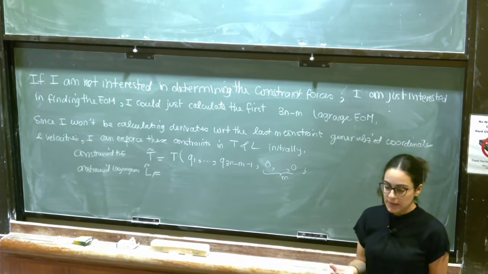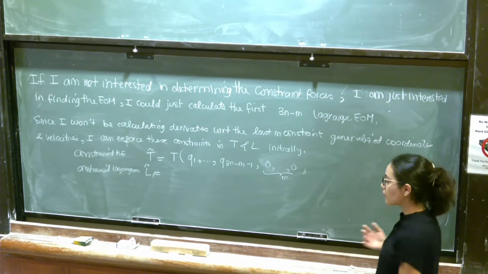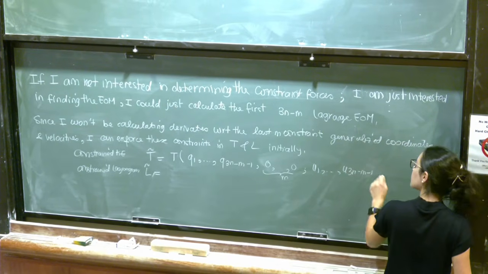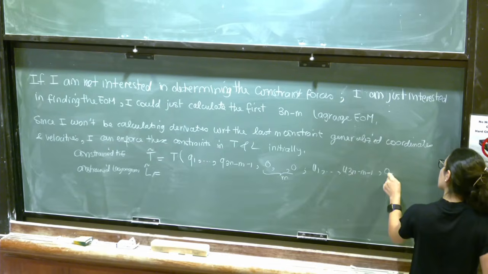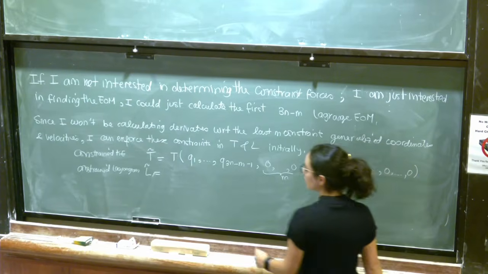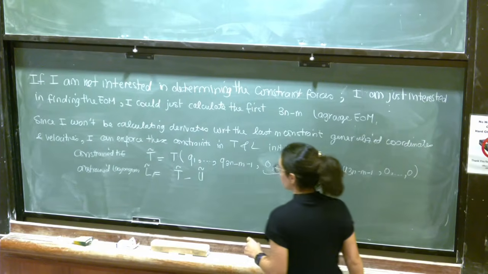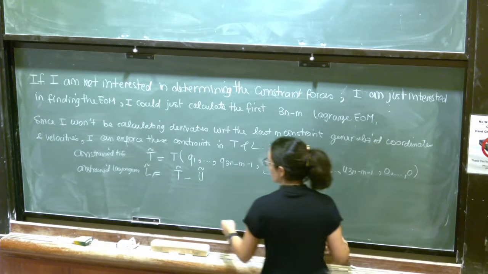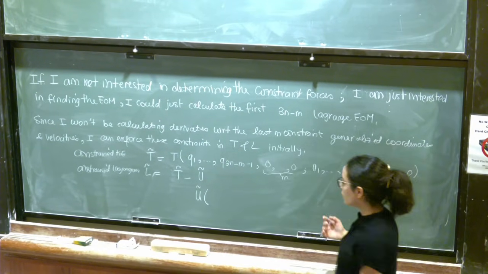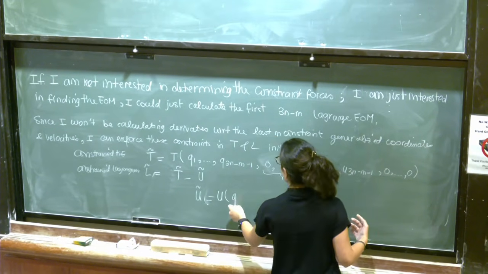The kinetic energy usually depends on both positions, coordinates, and velocities. So I'm going to say plus u1 to u3n minus m minus 1, and then set the rest to 0, enforcing the constraints. The constraint Lagrangian would be the constraint kinetic energy minus the constraint potential energy. The constraint potential energy: usually potential energy only depends on positions, not on velocities. So it's just taking the potential energy plus enforcing the constraints.